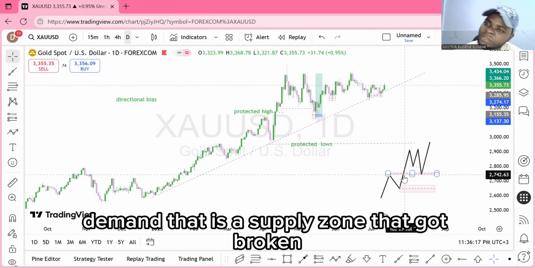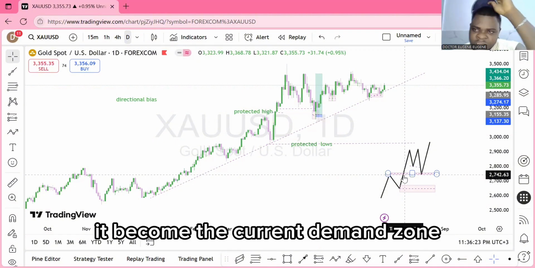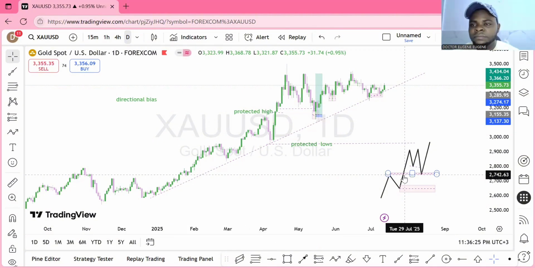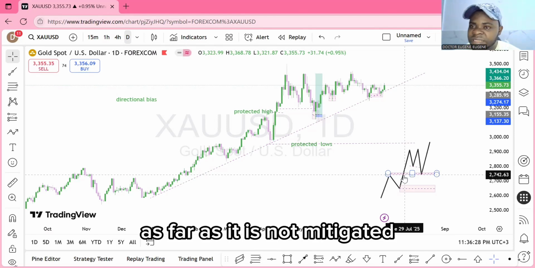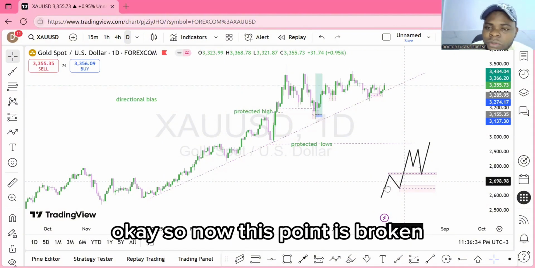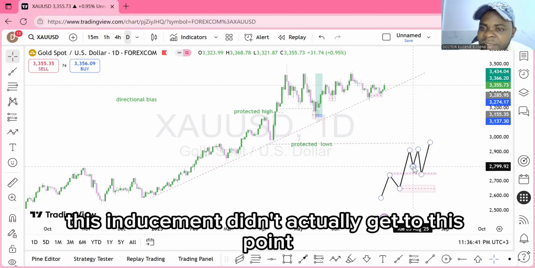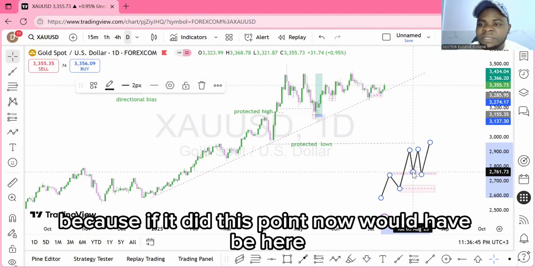That is a supply zone that got broken. It becomes a demand zone, the current demand zone, as far as it is not mitigated, as far as it's the point that the break of structure happened. Now this point is broken, and this is the inducement here. And remember, this inducement didn't actually get to this point, because if it did, this point now would have been here.